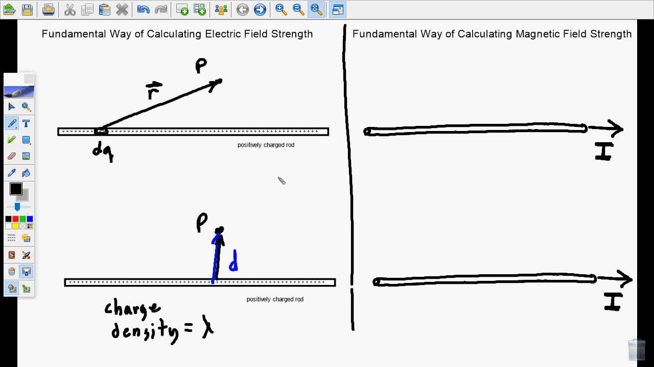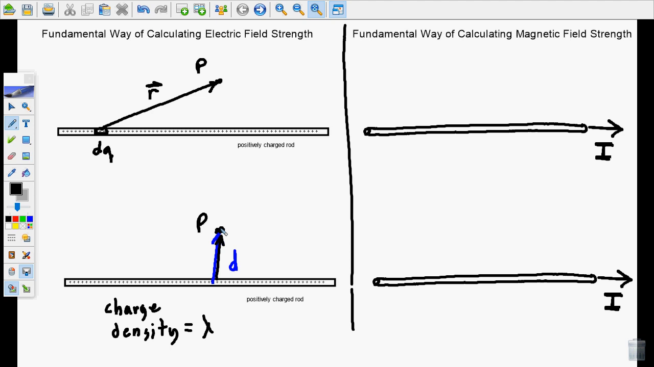So today we're going to first review how we fundamentally calculated electric field strength, and then we're going to look at what Biot-Savart did in terms of calculating magnetic field strengths in the same fundamental way. So on the left we have a long linear line charge. It's positively charged. It has a charge density of lambda. And we're looking at a particular point P, which is a distance d from the line charge there.